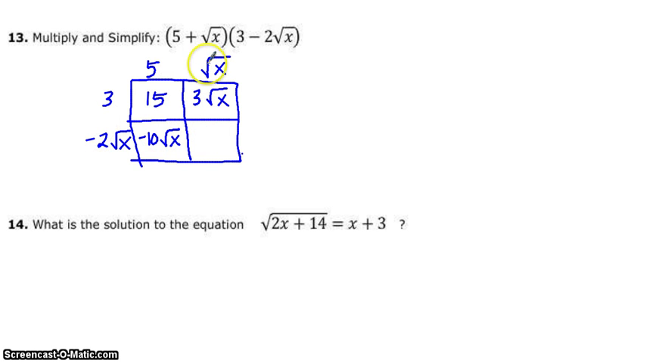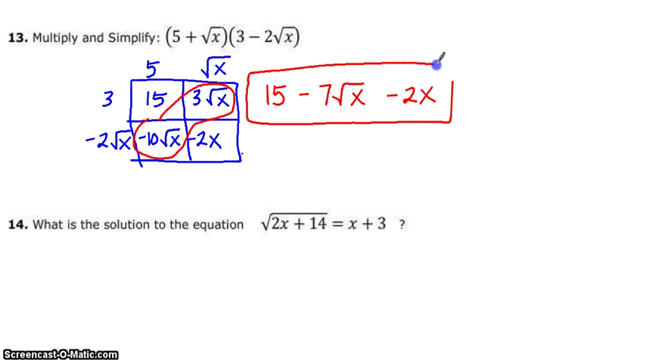And then negative 2 times 1 is negative 2. Square root of x times square root of x is x. Okay, a lot of you put square root of x squared, which is correct, but that reduces down to x. All right, combine your like terms, negative 10 square root of x and 3 square root of x, and you end up with 15 minus 7 square root of x minus 2x. Okay, you could have written these terms in any order you want. As long as all three of them are there, you've got a good answer.